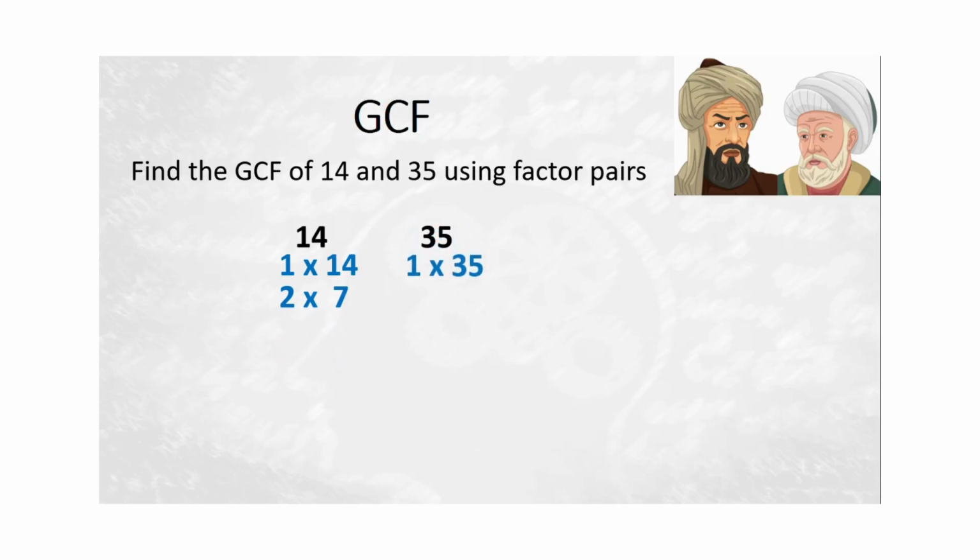And 1 times 35, 2 doesn't work, 3 doesn't work, 4 doesn't work, 5 times 7 works, 6 doesn't work, but 7 times 5 works, and we already had that with 5 times 7, so we know we found them all. 1 is in both of them, 7 is in both of them, and 7 is the biggest one that's in both, so it's the greatest common factor.